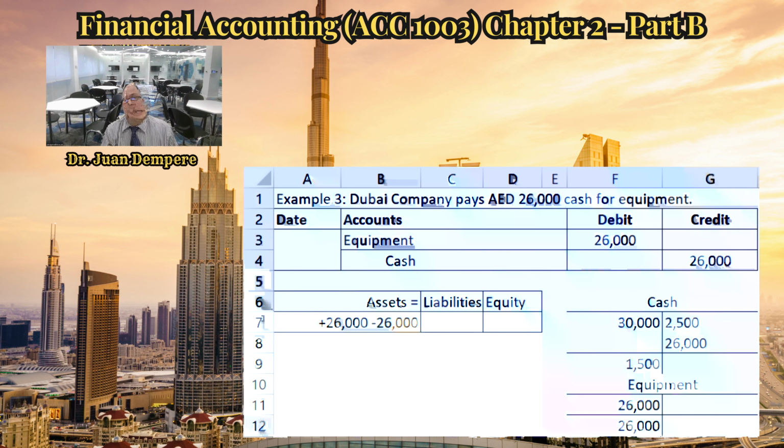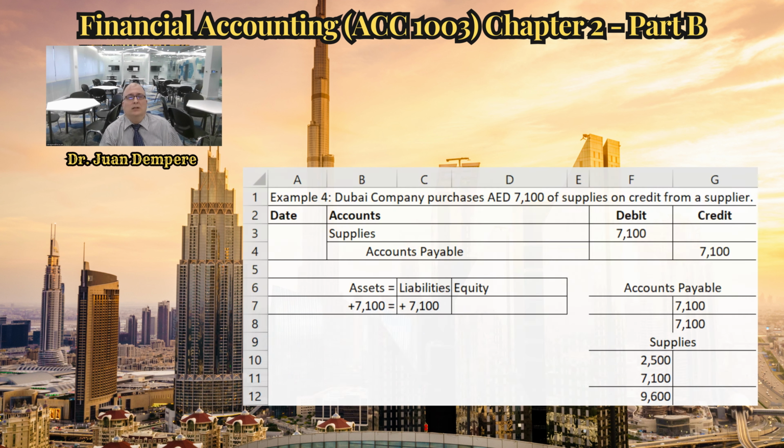Example 3. Dubai company pays 26,000 UAE dirhams cash for equipment. Journal entry. Equipment on the debit column for 26,000 and cash on the credit column for 26,000. Example 4. Dubai company purchases 7,100 UAE dirhams of supplies on credit from a supplier. Journal entry. Supplies on the debit column for 7,100 and accounts payable on the credit column for 7,100.